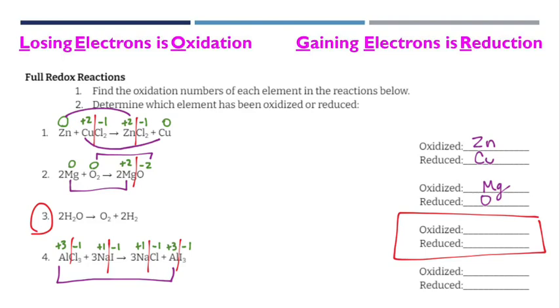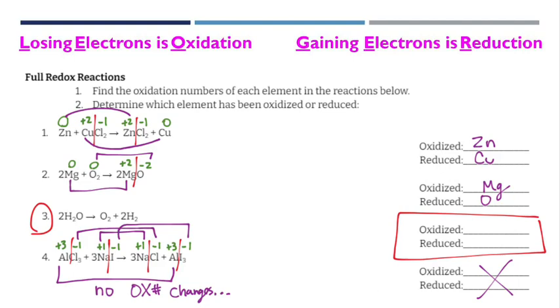Now this last example, let's see, aluminum is going from +3 to +3. Nope. Chlorine, -1 to -1. Nope. Sodium, +1 to +1. Nope. Iodine is -1 to -1. Like, nothing here is changing. There's no oxidation number changes here. Any idea why that might be? Nothing is being oxidized or reduced.